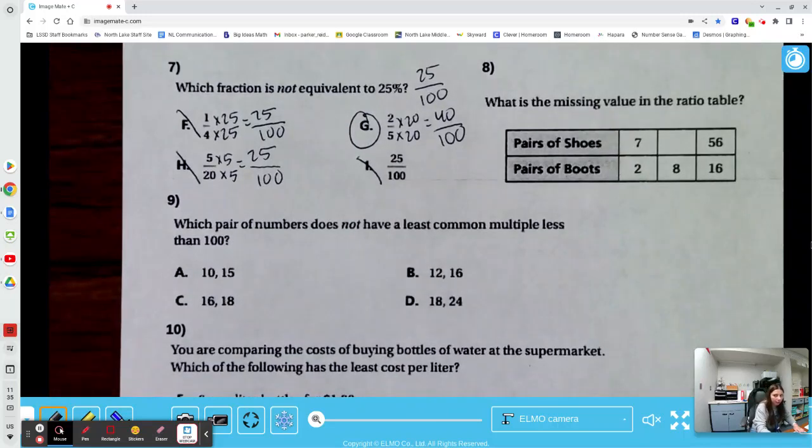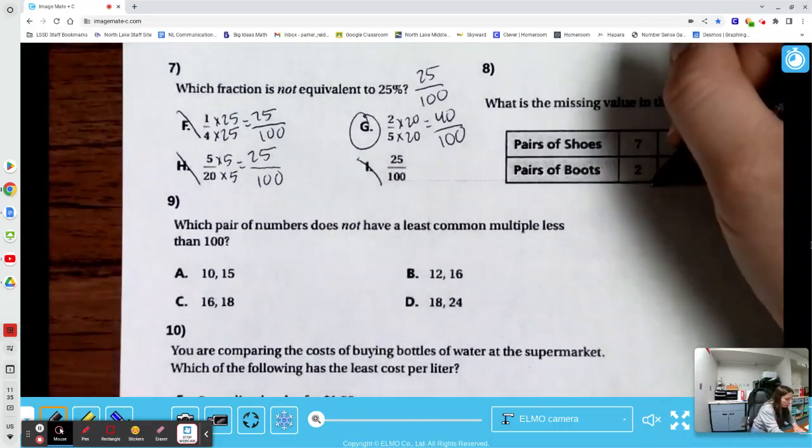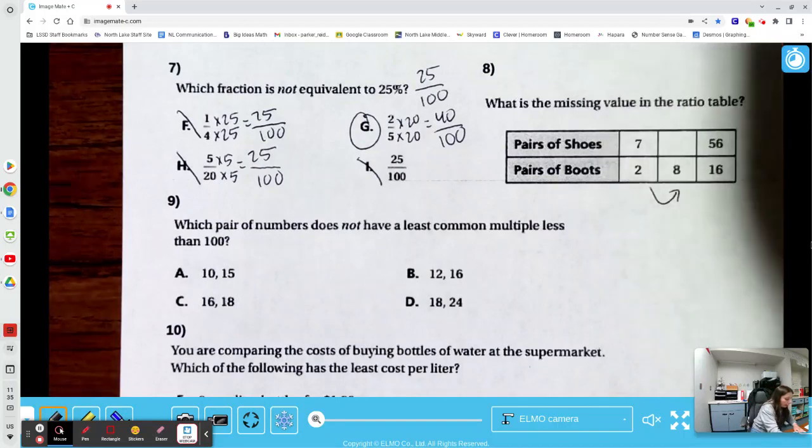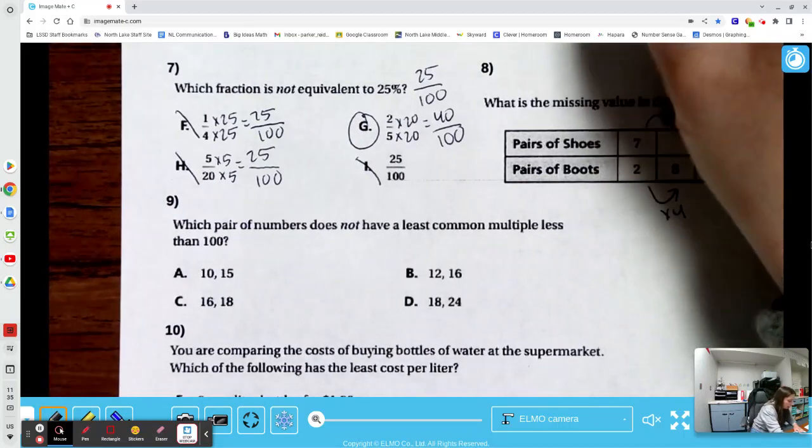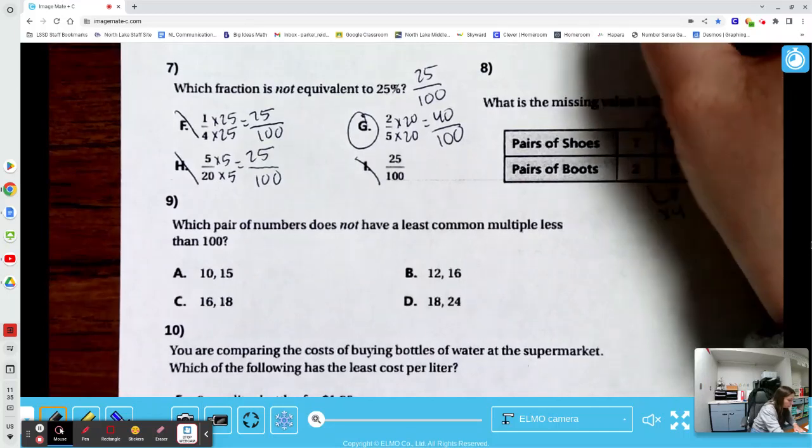Number 8, what is the missing value in the ratio table? So in a ratio table, we're either multiplying or dividing to go from one ratio to the next. 2 times 4 makes 8. So 7 times 4 makes 28.